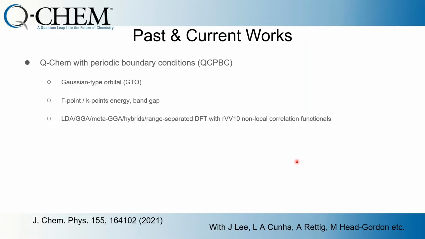One of my ongoing projects is QChem with periodic boundary conditions, or QCPBC. It just uses Gaussian type orbitals, GTO, as the computational basis. Currently, we support pure, hybrid, and range-separated DFT, and the VV10 non-local correlation functional, for gamma point energy, k-points energy calculation, and band gap calculations. We're currently working on implementing analytic gradient and Hessian, and the first version of QCPBC will be released in the near future.